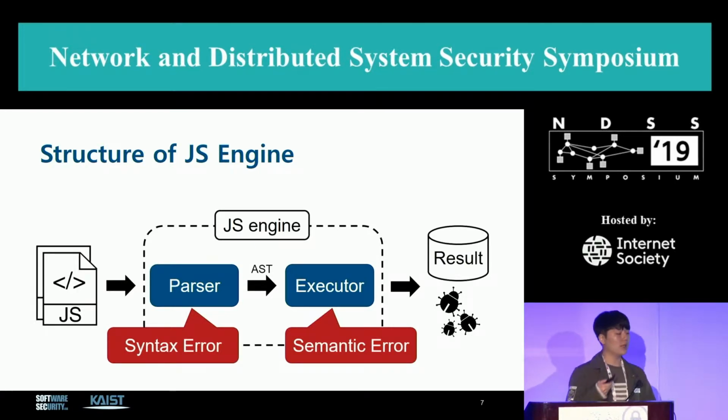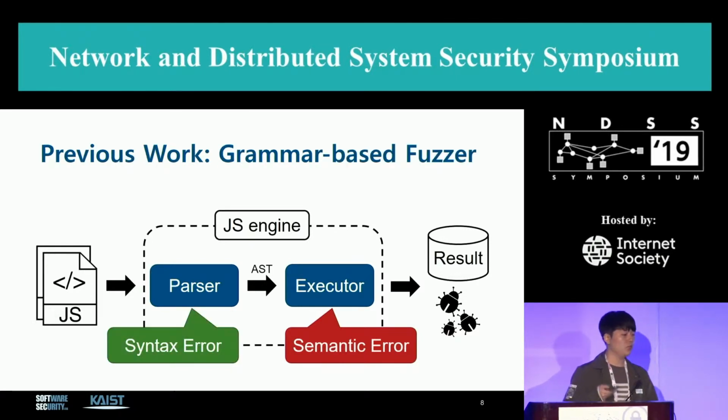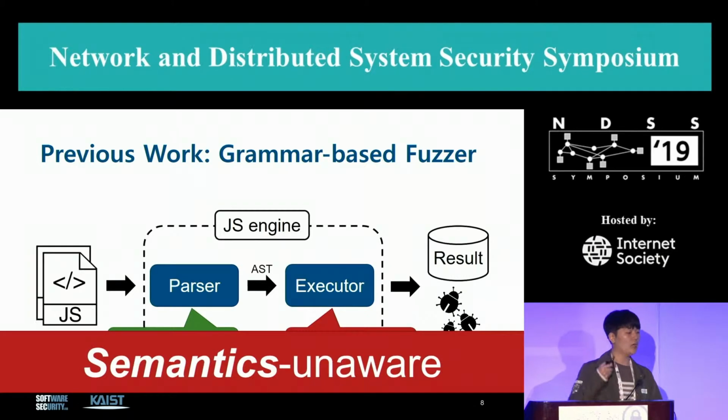Unless we generate both syntactically and semantically correct JavaScript code, the JavaScript engine will simply reject our code, meaning that we cannot explore deep code in the JavaScript engine. Therefore, our fuzzer needs to generate both syntactically and semantically valid JavaScript code to effectively find deep vulnerabilities. Unfortunately, previous JavaScript fuzzers mainly focused on generating grammatically correct JavaScript code snippets, but not necessarily semantically valid ones. Those fuzzers are so-called grammar-based fuzzers and are limited by their semantics unawareness.